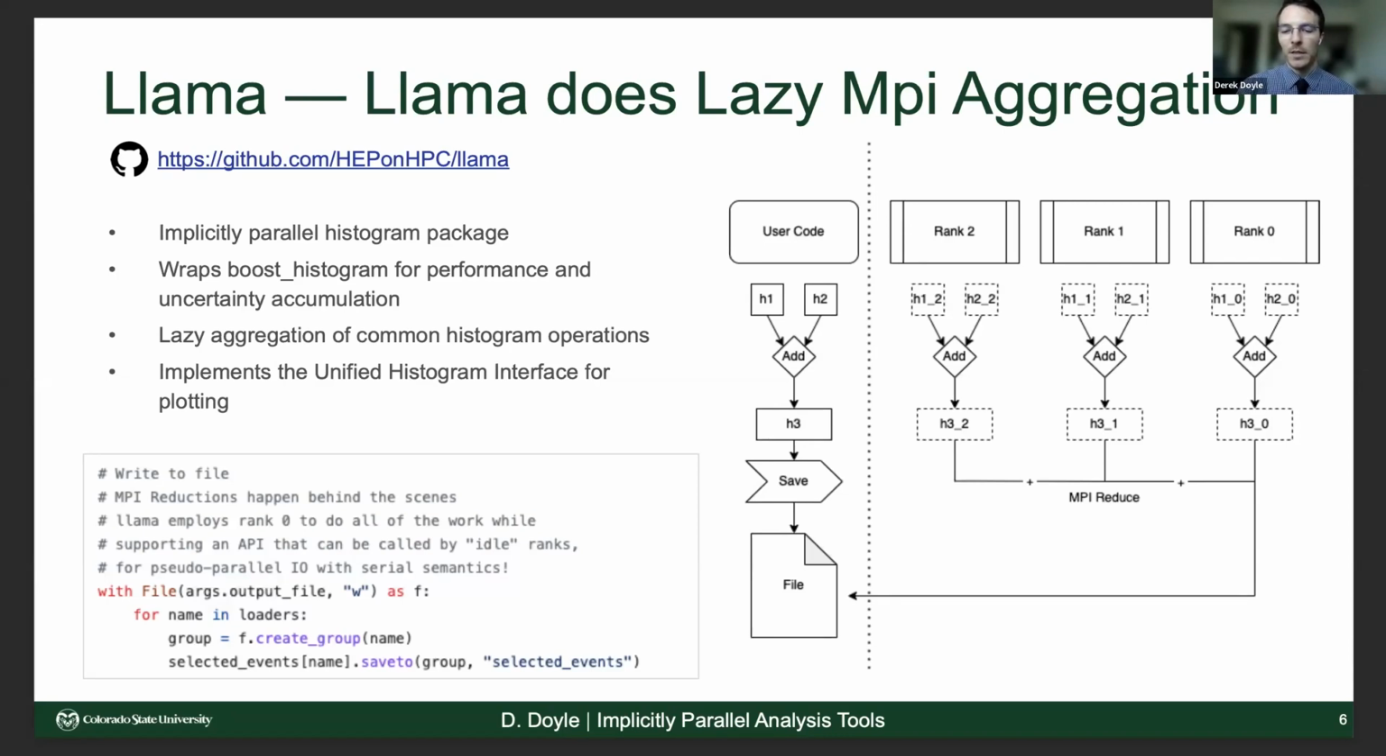Here, each process has its own copy of histograms H1 and H2. And when the user wants to sum these into H3, the results aren't collected from all the processes until they're needed. They need the aggregate result at serialization time. Additionally, these histograms implement the unified histogram interface for easy plotting with other tools like MPLHEP.